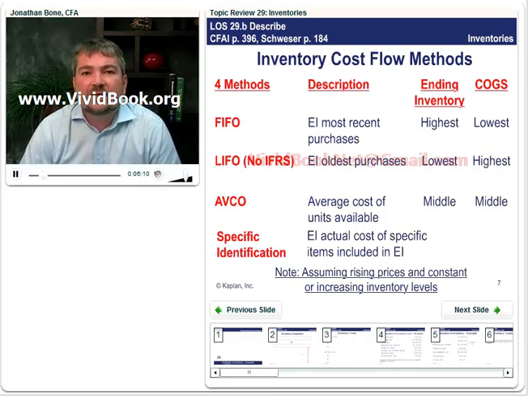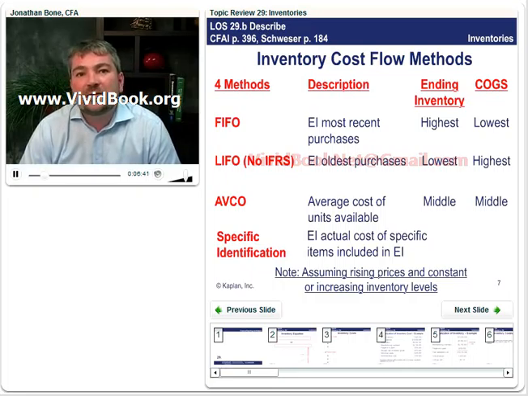In other words, it's assuming that you've sold the oldest items first, and as a result your ending inventory must contain the most recent purchases. Assuming that we live in an inflationary world, those most recent purchases will be at higher prices, so under FIFO we'll get the highest ending inventory figure. Conversely, if ending inventory contains the most recent purchases, cost of goods sold must contain the older purchases, and in an inflationary world they'll be at a lower figure, so you'll get a lower cost of goods sold figure.